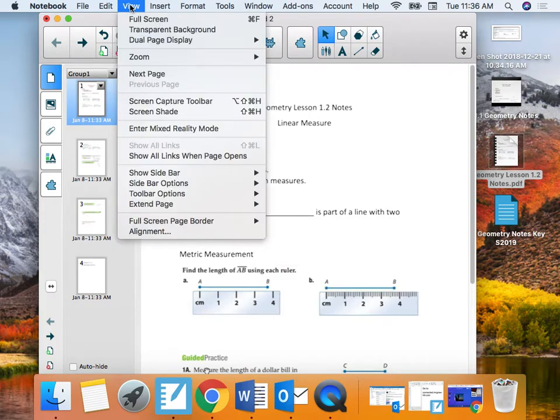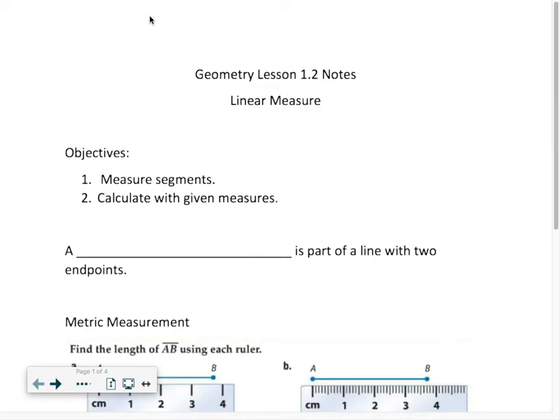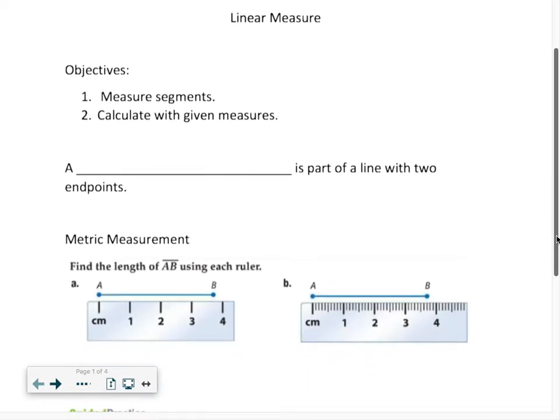Hello everyone. Today we're going to talk about lesson 1.2, which covers linear measure. Our objectives will be to be able to measure segments using a ruler, and then calculate with given measures. So, first let's define a line segment.